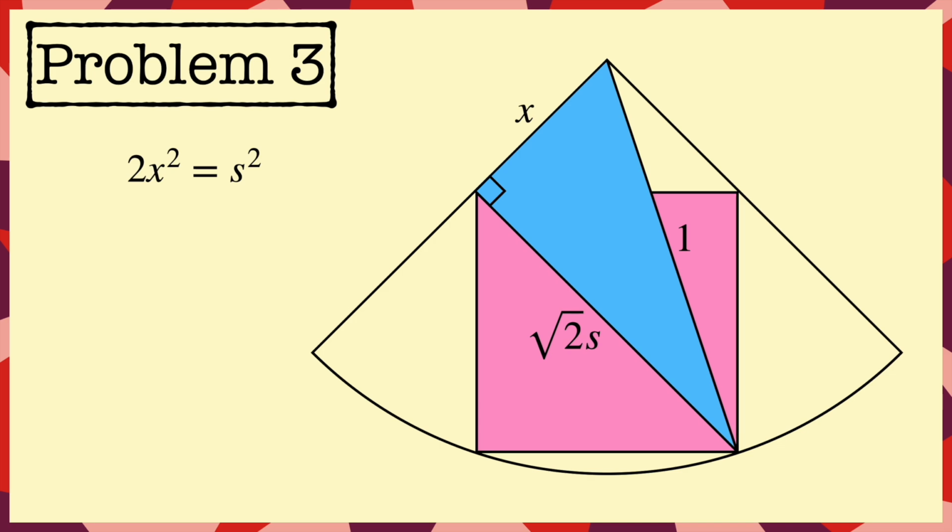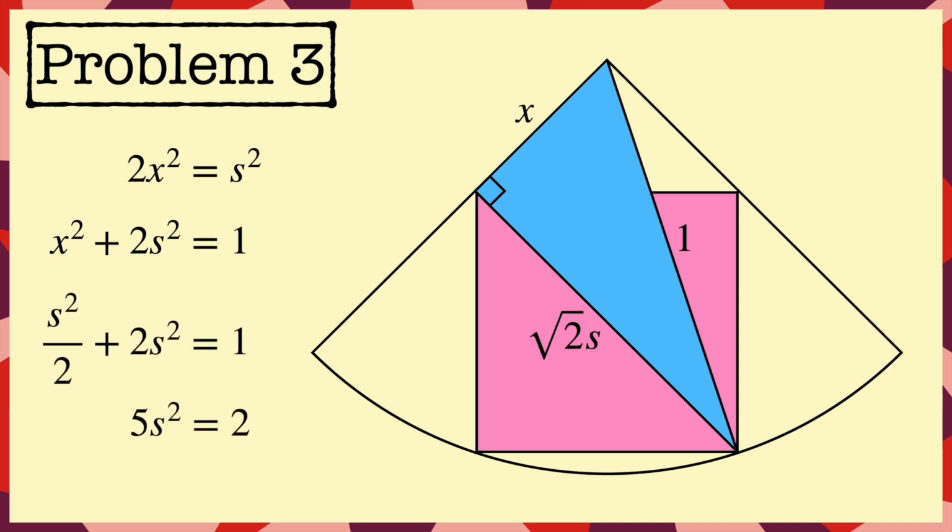So this gives us another equation involving s and x, and we can then substitute from one equation into the other so that we get something only involving s. And solving that, we get that the area is 2 over 5. If you managed that one, really well done.